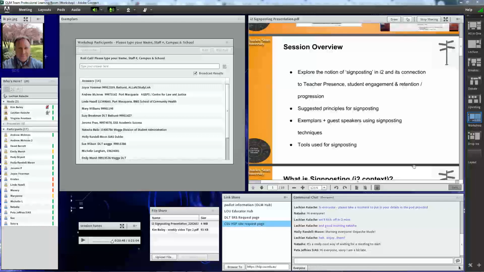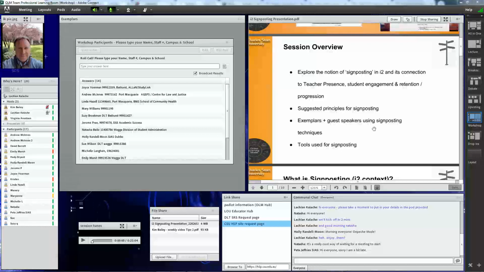Okay, so what are we going to look at? We're going to look at this idea of signposting, what it means, the fact that it's one representation of the idea of teacher presence, which is one of the online learning model elements, its connection as a result to the engagement of students, and ultimately, if things are working, hopefully retaining a few more students and helping with progression as a result. We've got some suggested principles if you're interested in using the ideas behind signposting. We've got some exemplar sites to look at and how they're using it, and also the guest speakers who've been using some of those techniques.